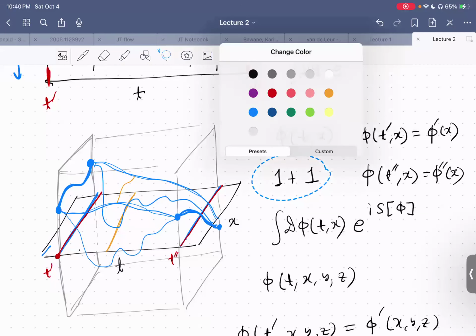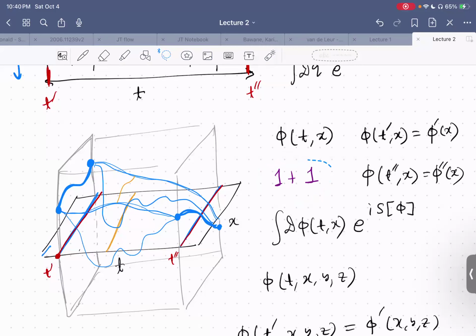Let me use some weird color. Not weird enough.